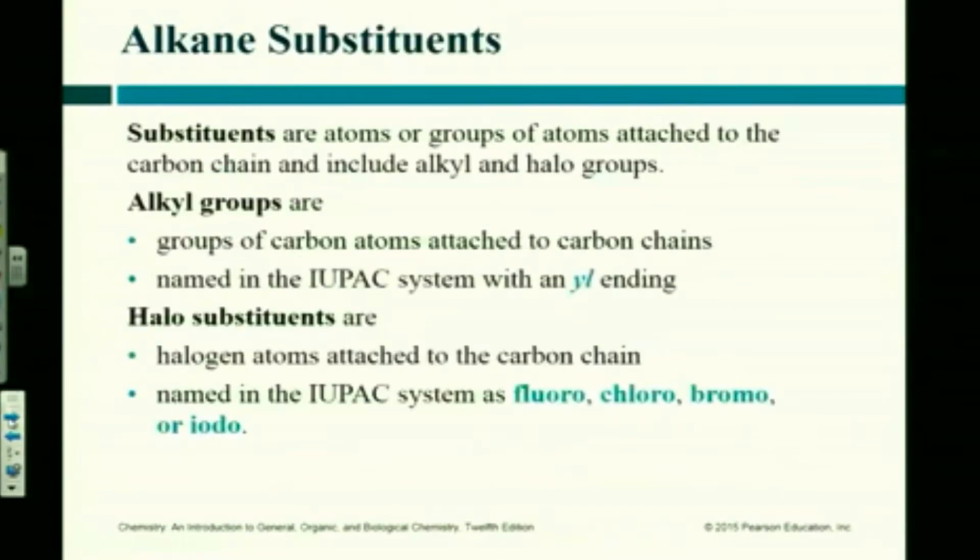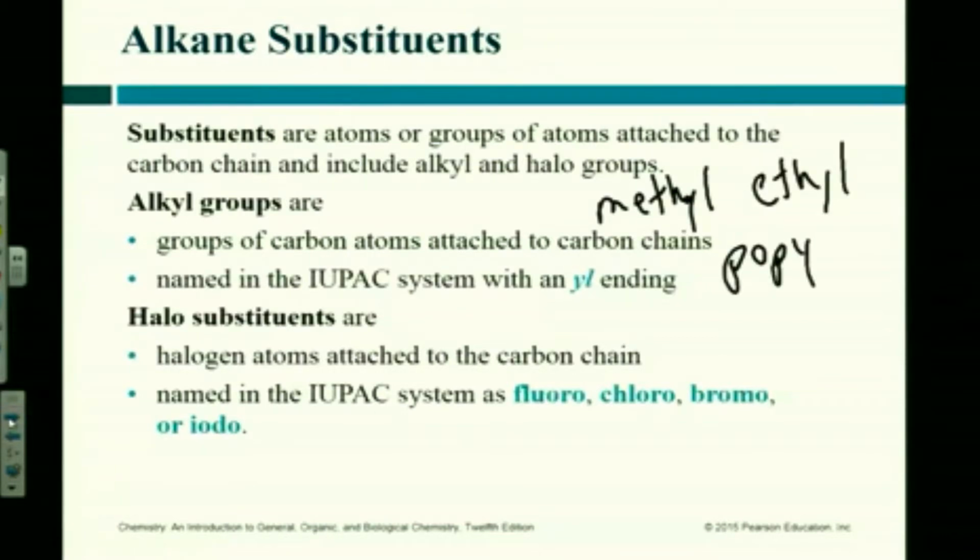Now, these substituents, these other things that are joined onto your carbon chain, can be what are called alkyl groups. Methyl, ethyl, propyl. We'll show that in a second. One carbon, two carbons, three carbons. Or they could be halogens joined on there. Halogens are like fluorine, chlorine, bromine, or iodine. Fluoro, chloro, bromo, or iodo. We're going to practice naming stuff, so you'll see how these halogens come into play.